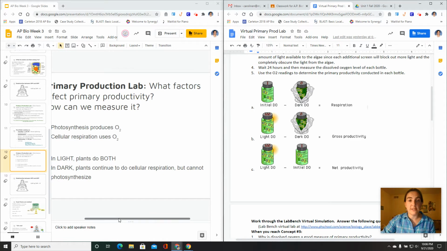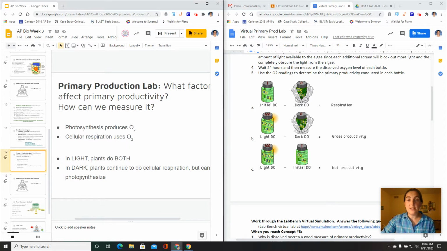This one should be pretty easy to explain, because in the dark, if we just go back here a slide on the left, you know that plants are doing cellular respiration, or producers are doing cellular respiration, but they can't photosynthesize. So the only thing that's been happening here is respiration. So the only thing that could change the dissolved oxygen concentration from the beginning to this bottle is that process of respiration. So any change that you see between these two has to be the result of respiration. That's the only process that was happening.